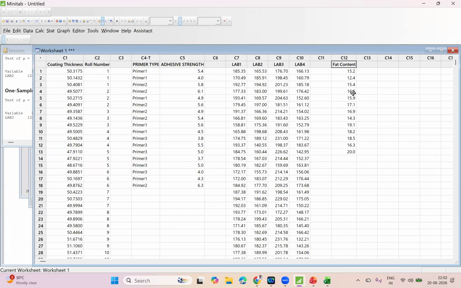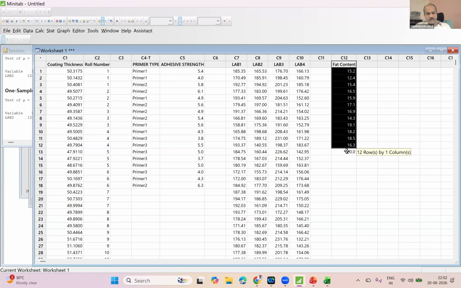Now, to understand that, I am bringing one other example. A company manufacturing cooking oil declared that the fat content in the cooking oil is below 15%. A food inspector wants to check whether the fat content is below 15% or not. This is the condition.